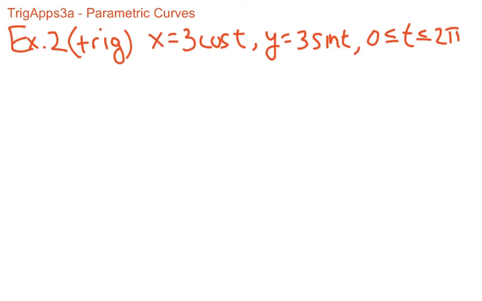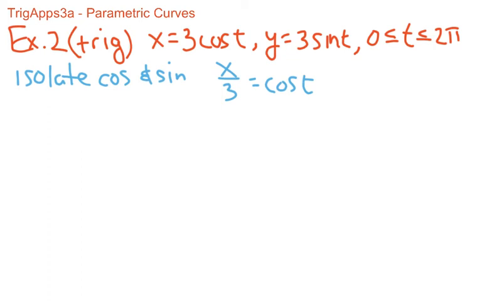So in order to eliminate the parameter in this particular case, what we need to do is be very intentional about our steps. The first step is to isolate cosine and sine. That means I need to divide by 3 on both equations, on both sides. So x over 3 equals cosine t, and y over 3 equals sine t. Now notice over here, by the way, this from 0 to 2 pi is the window for t. And that's because it's going to complete a full circle.